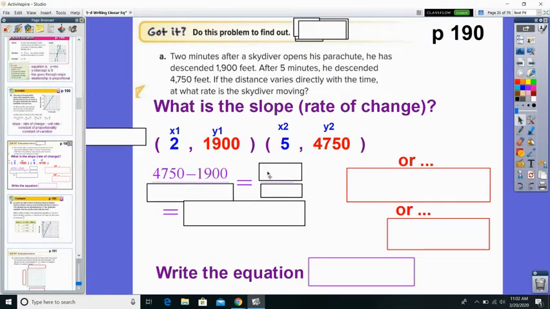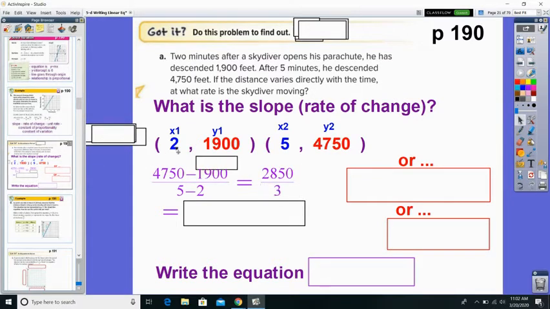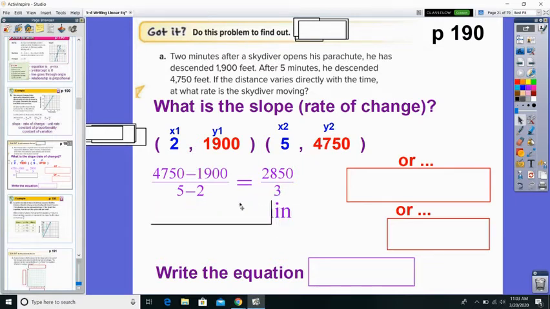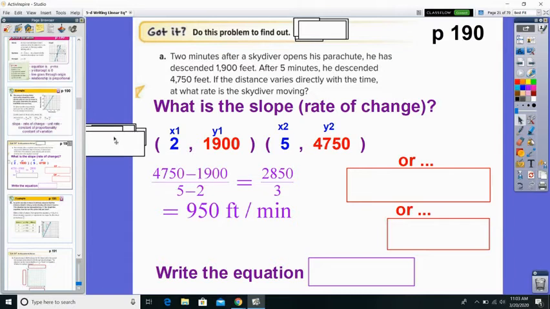When you do those calculations in your calculator, give you a moment to do that, you get 2,850 over 3. That needs to be simplified to a unit rate. My denominator is a 3 right now. I need it to be for 1 minute. How fast is he falling? 950 feet. So my slope comes first.